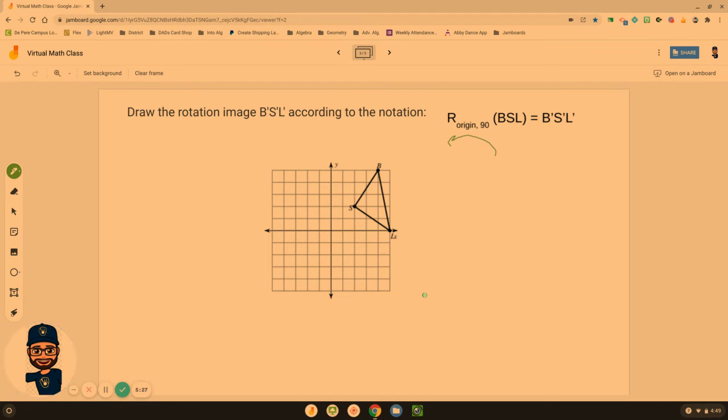So again, the easier ones to start with are the ones that are on the axis. So L is 1, 2, 3, 4, 5 units away from the origin. If I'm going to go 90 degrees, I've got to put L prime right up here, 5 units away. That'll be our L prime.